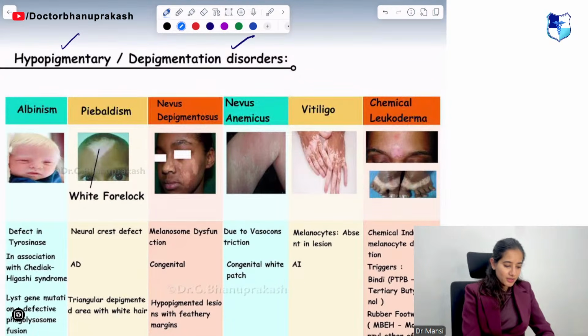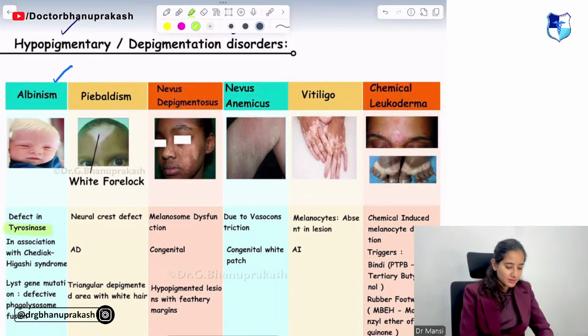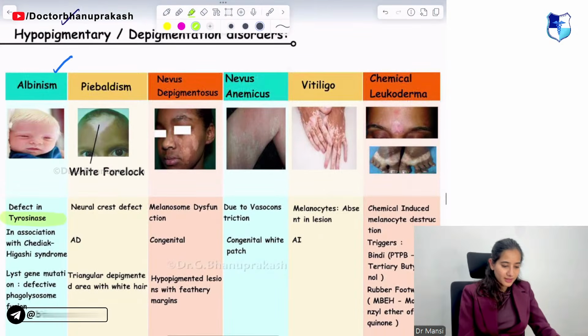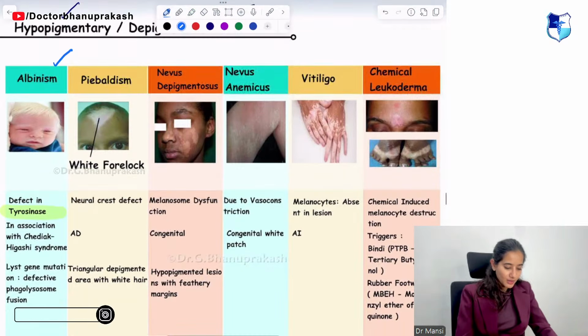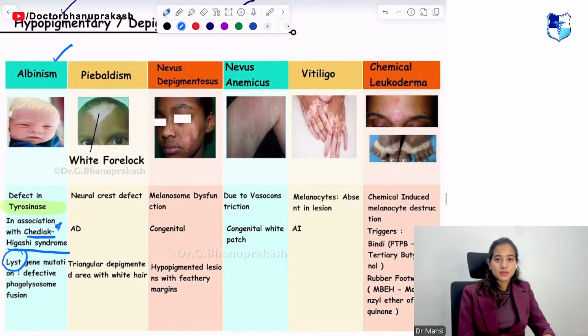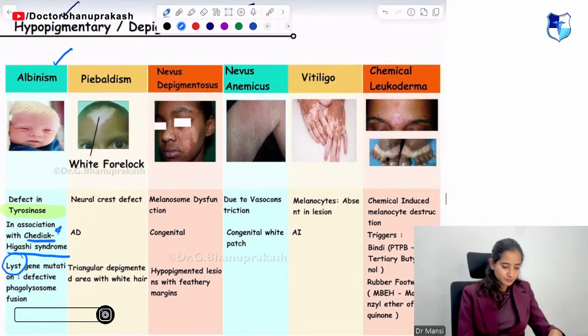Next, we move to the hypopigmentary disorders or the depigmentary disorders. First, we have albinism. Important: the most important point is that this happens because of a defect, a tyrosinase enzyme deficiency. This occurs in association with Chediak-Higashi syndrome. You might have read it in pathology as well. In Chediak-Higashi syndrome, the LYST gene goes defective. That is going to be the condition associated with albinism.